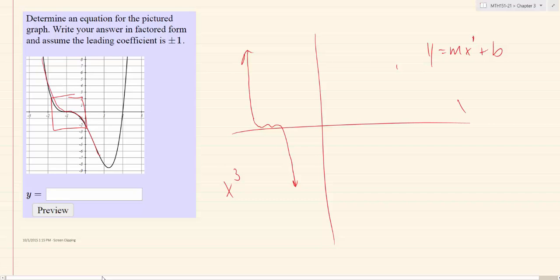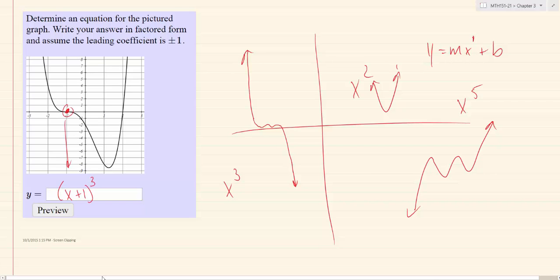Remember, for every power, x to the fifth, this wiggles 5 times. 1, 2, 3, 4, 5. Something to the second power wiggles twice. 1, 2. We call this the degree of the polynomial. This guy here, if you were to write it, is going to be x plus 1 to the third. That's that guy. And this one is going to be x minus 2 to the first.